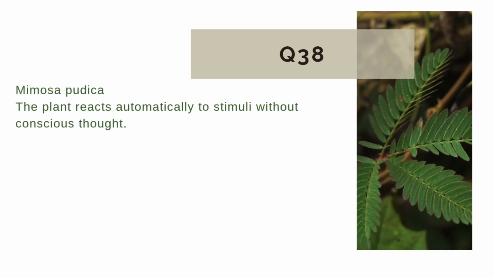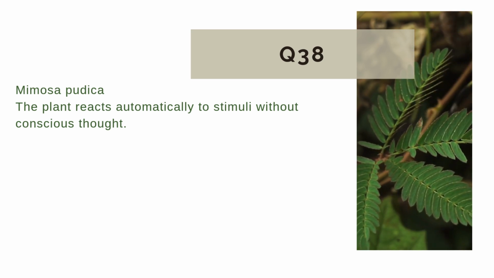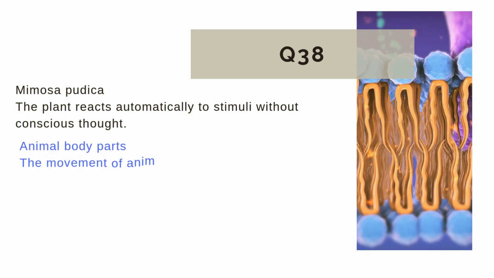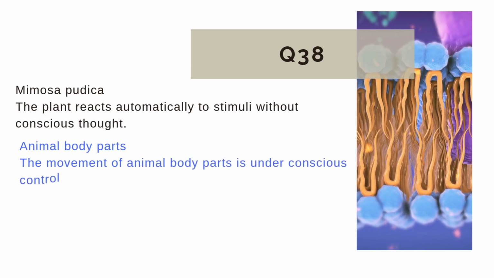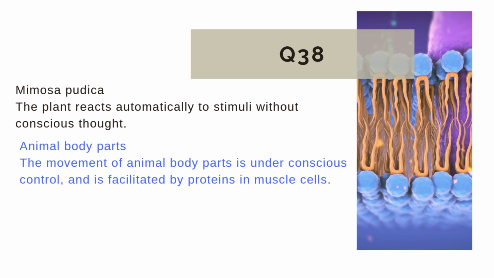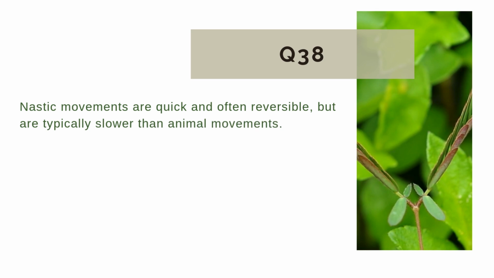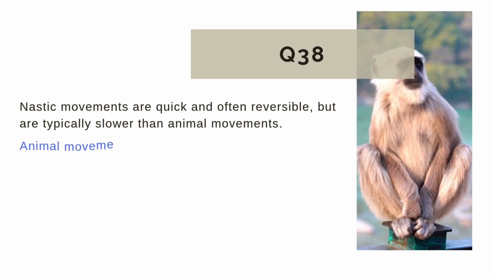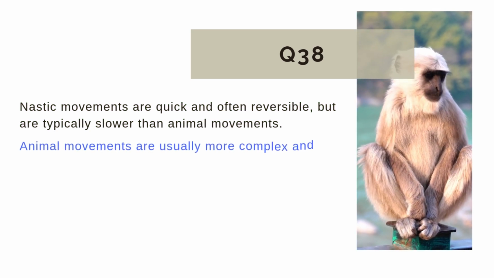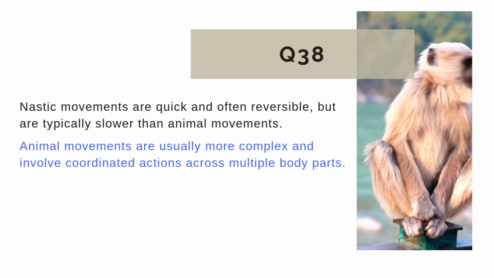In touch me not, the plant reacts automatically to stimuli without any conscious thought. The movement of animal body parts is under conscious control and is facilitated by proteins in muscle cells. Other differences are nastic movements are quick and often reversible, but are typically slower than animal movements. Animal movements are usually more complex and involve coordinated actions across multiple body parts.